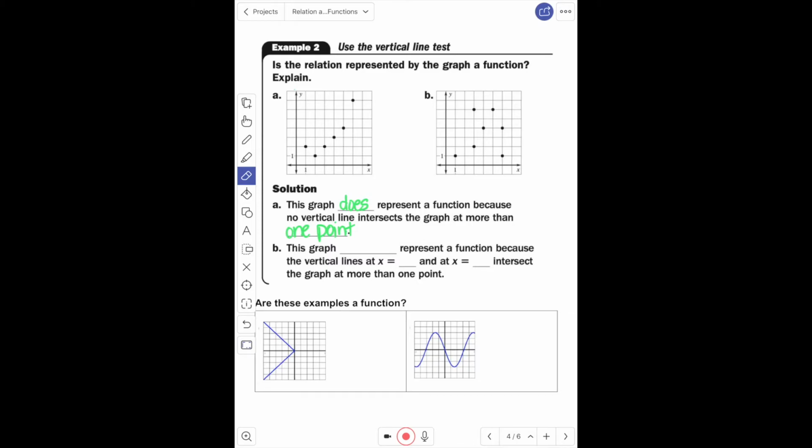All right, so if I look at B, do you see a point that if I drew a vertical line, it would hit more than one? And I see a couple of them actually. So it would hit here and here. And I see another one that would hit the x value at 1, 2, 3, 4, 5, 6. So 6 and 3 are both repeating x values. So for B, because it hits more than one point, the graph does not represent a function. And the reason it doesn't is because the vertical line at 3 and 6 intersects at more than one point.